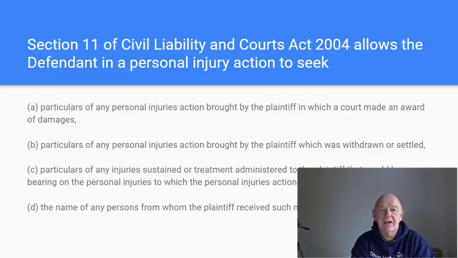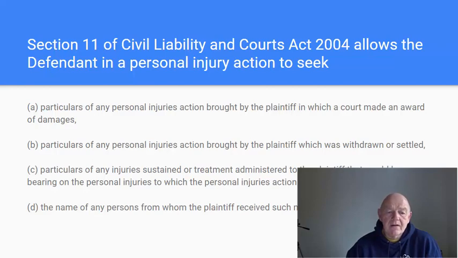Essentially, if you're complaining about a bad back or have brought a claim in respect of an injury to your back, you're being asked here to set out any details of previous injuries to your back, because it may be the re-agitation, as it were, of a pre-existing injury. And then the names of any persons from whom the plaintiff received medical treatment. These are basic particulars that Section 11 of the Civil Liability and Courts Act 2004 allowed the defendant to seek.